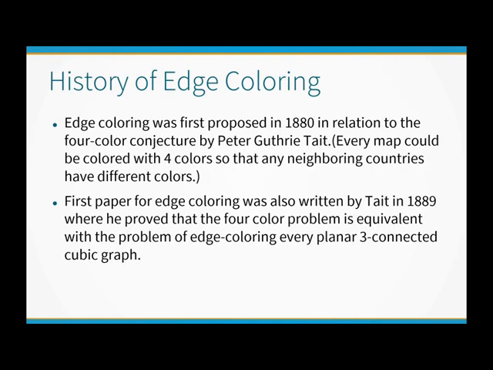Now I'm going to go over a brief history of edge coloring and talk about some of the people that have developed our understanding of the practice up to this point. So it was first proposed in 1880 in relation to the four-color conjecture, which is the idea that every map could be colored with 4 different colors so that all the neighbors have different colors. The first paper for edge coloring was written by Peter Guthrie Tait in 1889, where he proved the 4-color problem is equivalent with the problem of edge coloring every planar 3-connected cubic graph.